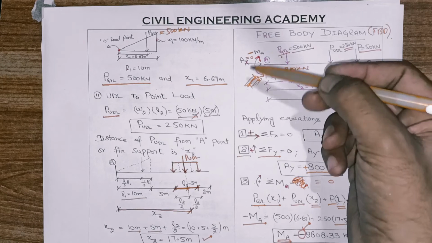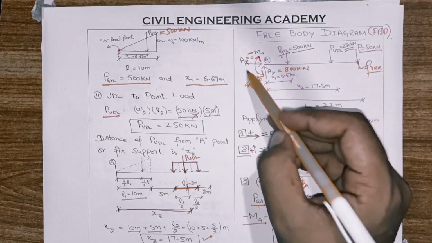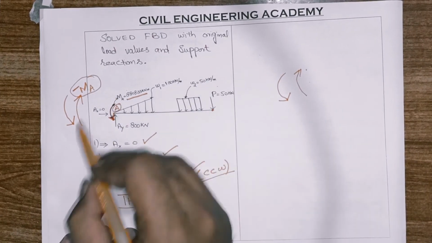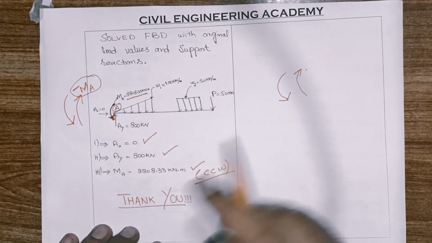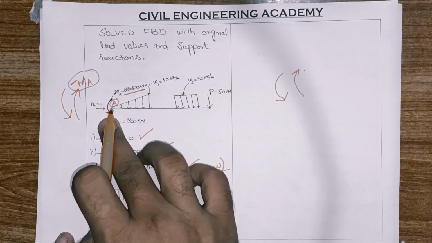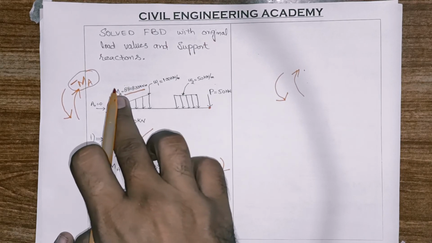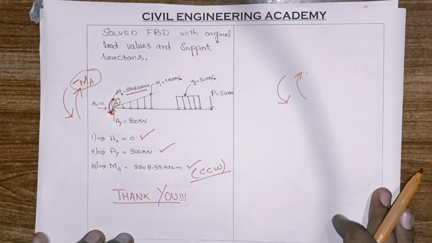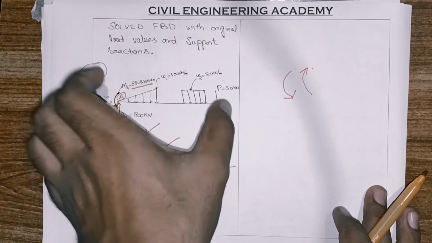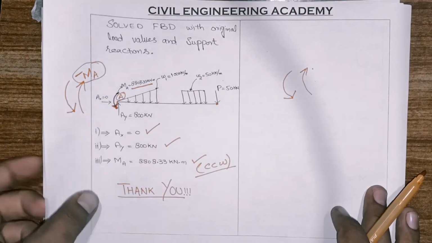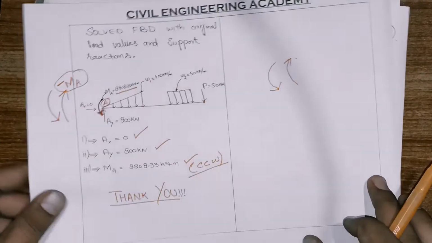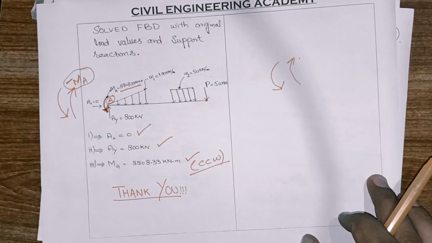We have to reverse the direction, but we will not reverse it here. We have to reverse it in the final answer, in the final free body diagram. When we have calculated all the things, then we will reverse the direction of MA. Not in the middle of the question will you change the direction of the moment. You will change it at the end. Before the final diagram, you will use the same direction of MA as assumed here, but in the final diagram it will be shown in counterclockwise direction.